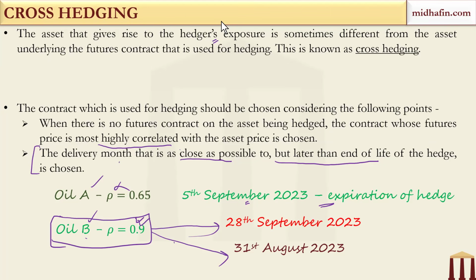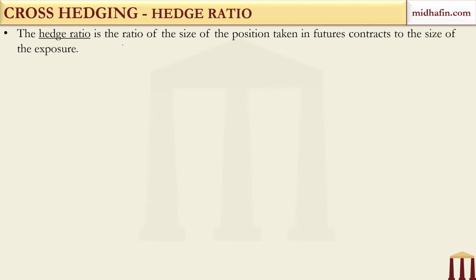Correct. Closest is August, but you will still choose September. Even though closest is August, you will still choose September. Why? Because it is given: close as possible to, but later than the life of the hedge. So you will never choose a contract which is before 5th of September. Is it clear? This kind of question can be asked directly in the exam. Okay, fine. Next.